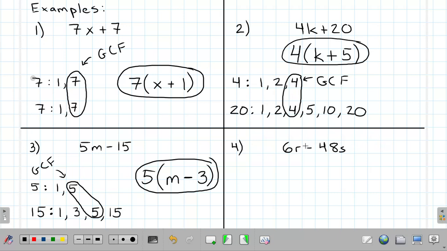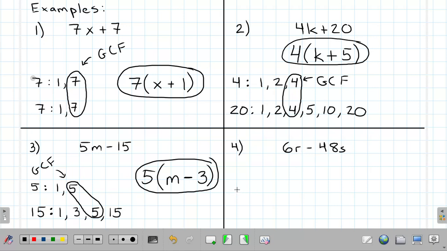So what we've got to look at is, well, what are the factors of 6r? Well, there is a factor of r here, but there's no factor of r over here with the 48s. And vice versa, there's a factor of s in the 48s, but there's not a factor of s in the 6r. So if the variables here are not the same, if we have more than one variable, and they're not the same, then you don't have to worry about taking out a variable, meaning you can just ignore the variables in this case and look at the numbers, okay, when you're looking at factors.